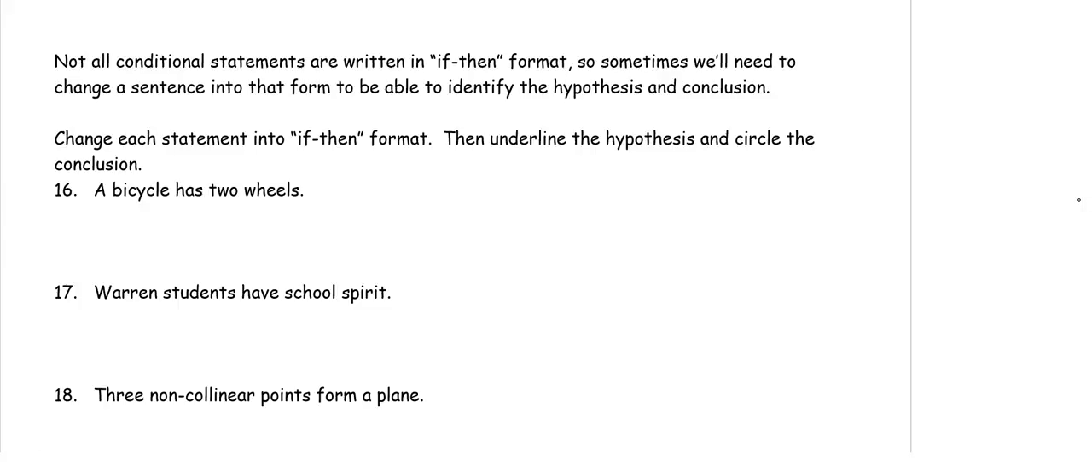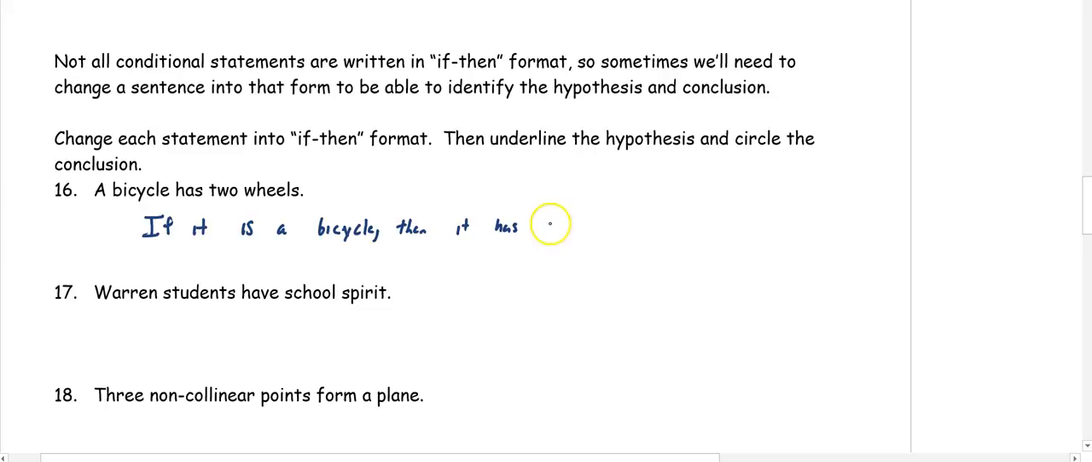So first we're going to change the statement into if-then, and then we're going to underline the hypothesis and the conclusion. So number 16, a bicycle has 2 wheels. So we could say if it is a bicycle, then it has 2 wheels. So in this case, our hypothesis is that it's a bicycle, and our conclusion is that it has 2 wheels.